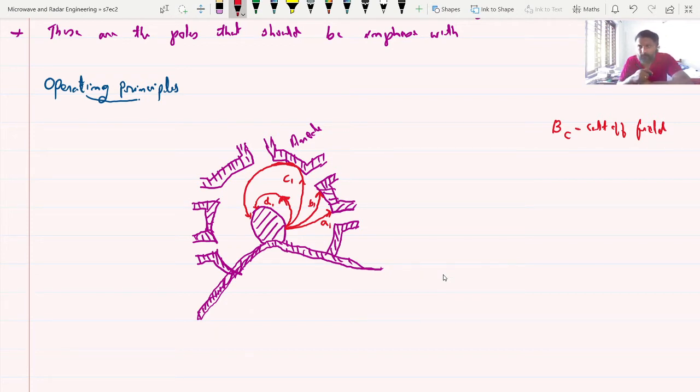So for magnetron operation, the magnetic field is always kept above the cutoff, that is BC. This is the case I had to discuss related to the operating principle. Now we can write the points.